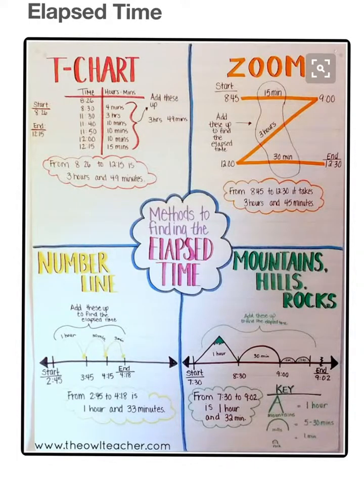Alright guys, so now I'm going to show you a couple more options, or different ways of finding elapsed time. And as you can see from my chart, go ahead and take out your math journals, push pause, copy what's down on here, and then in just a second I'm going to explain each one of these strategies to you. So the first one you see here is going to be our T-chart. The second one is going to be Zoom. The third one is going to be the number line. And the fourth one is going to be mountain, hills, and rocks. So I'm going to take a minute to break down each one of these strategies that you can use to find elapsed time. And it's going to be whichever one makes you the most comfortable and whichever one makes you most accurate.